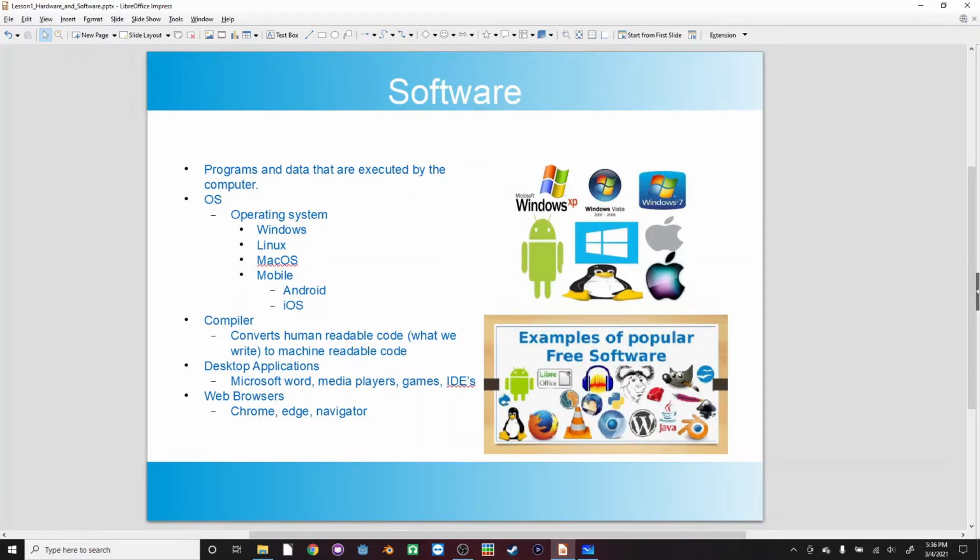All right, so let's talk about software. That should be enough of the hardware. Programs and data that are executed by the computer, such as the operating system, are software. The three biggest operating systems for desktops and laptops are Windows, Linux, and Mac, or the Mac OS. Is that iOS? No, iOS is the mobile software. So here is the logo for Windows, these four actually. These two are Mac, and this is Linux, Tux the Penguin. So these are the logos for each one of those.